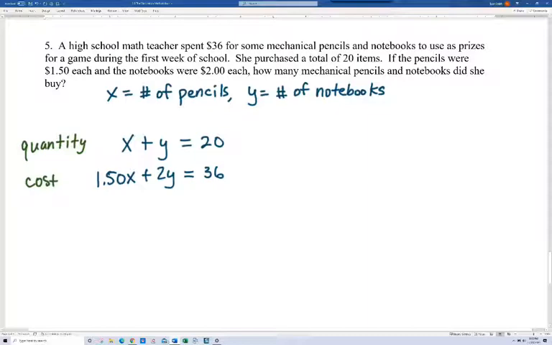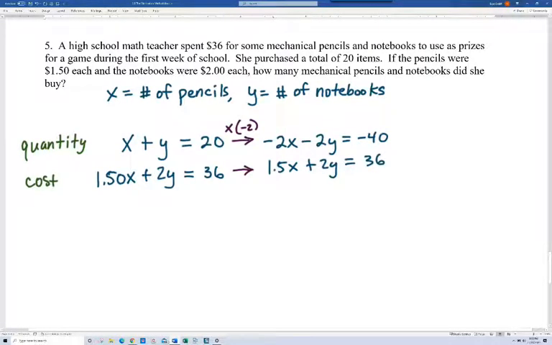And so now this is our system to solve. Again, I think I'll use elimination here, and I'm going to go ahead and eliminate y. I can multiply the first equation by -2, and then I'll have opposites for y. So let's go ahead and do that. We get -2x minus 2y is equal to -40. Let's rewrite the second equation.